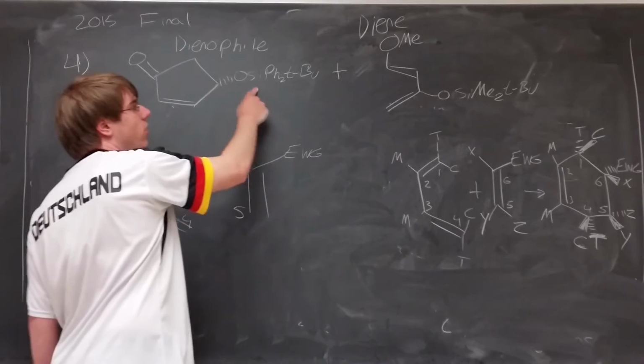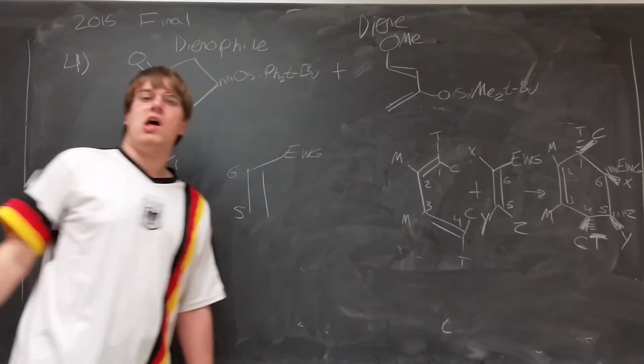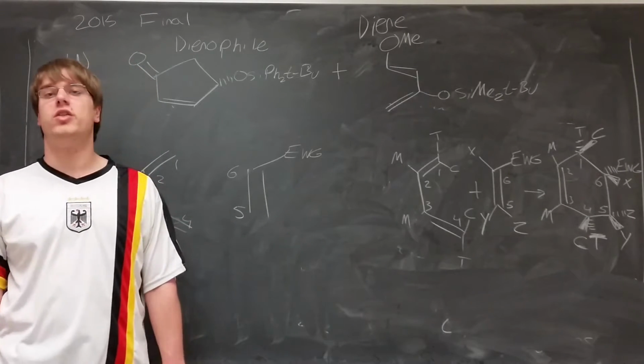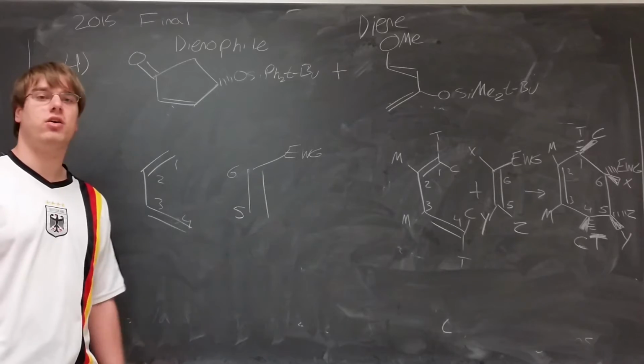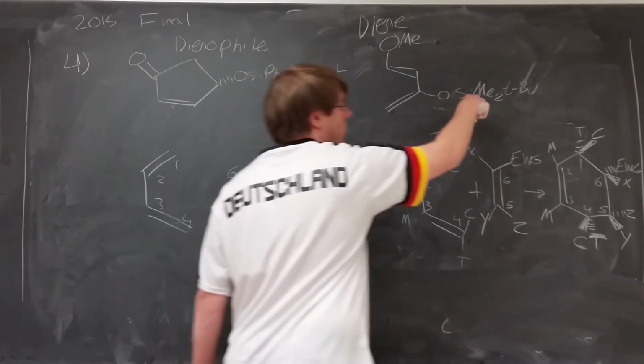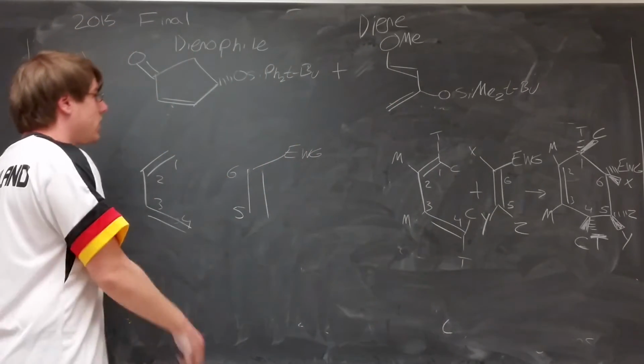Now, what are these OSiPh2-tert-butyls and OSiMe2-tert-butyls? They're things to scare you, and that's it. They put them there to make the question look weirder than it has to, but it doesn't really affect the outcome of anything you're doing. So for all you care, you could write OMe and OEt and pretend that's what they are, and the net result will be the same.